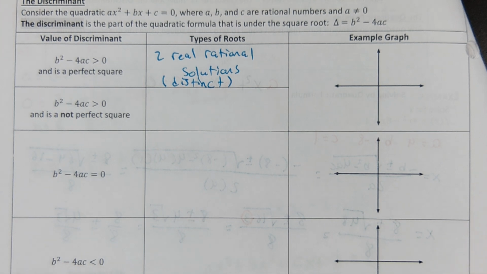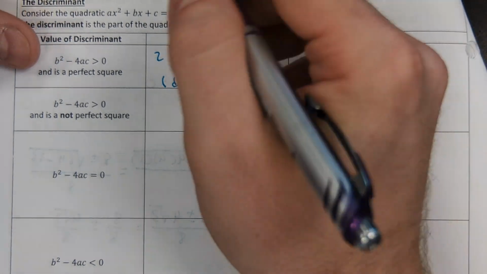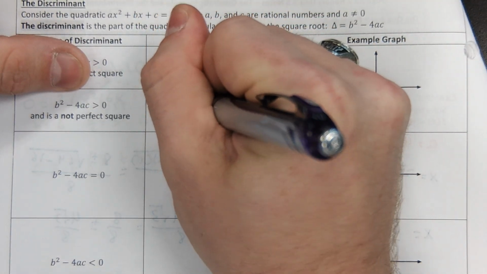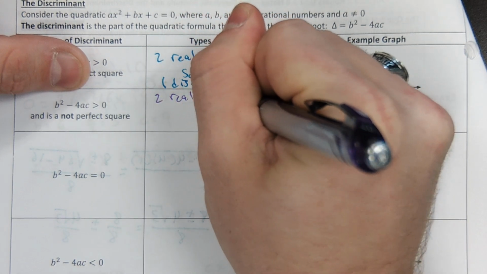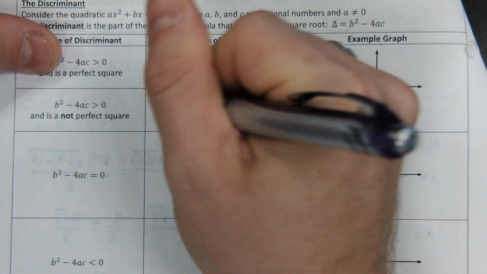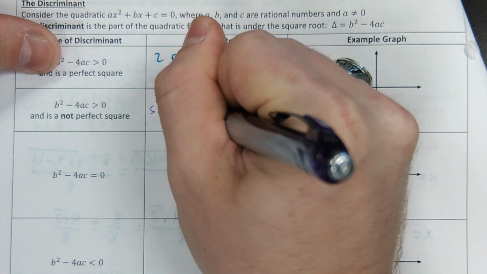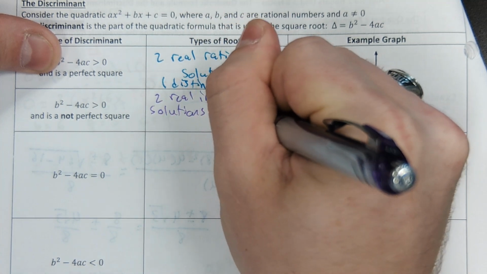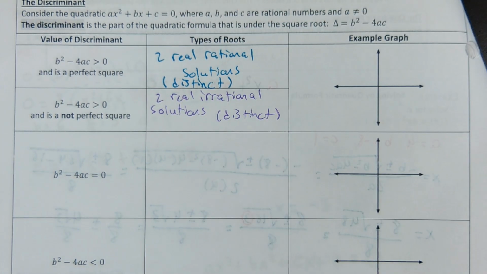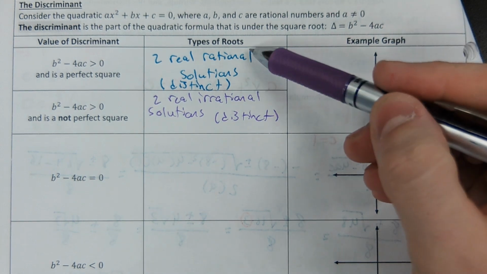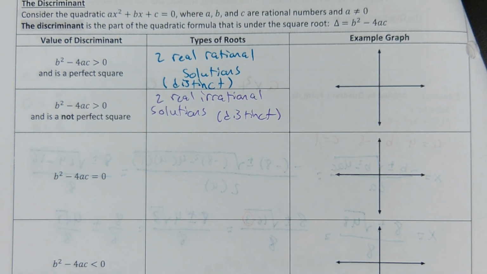Well, what if b squared minus 4ac is positive but not a perfect square? Well, that's what happened on that first example. We ended up with a square root in our answer. That means we have 2 real irrational solutions. Now, they're still distinct. Distinct just means they're different numbers. Yes, this one says rational, this one says irrational. The point is, there's 2 solutions.